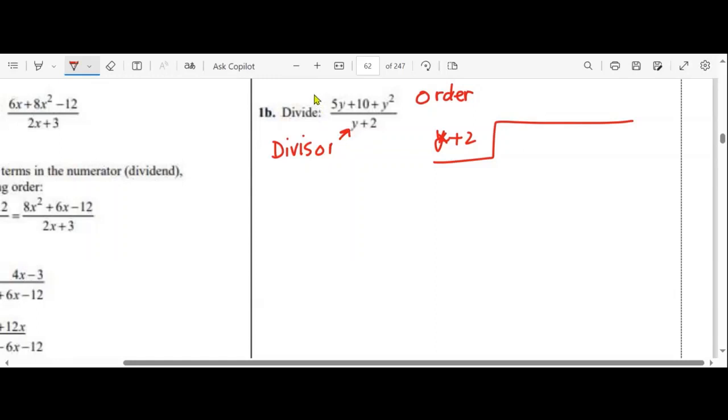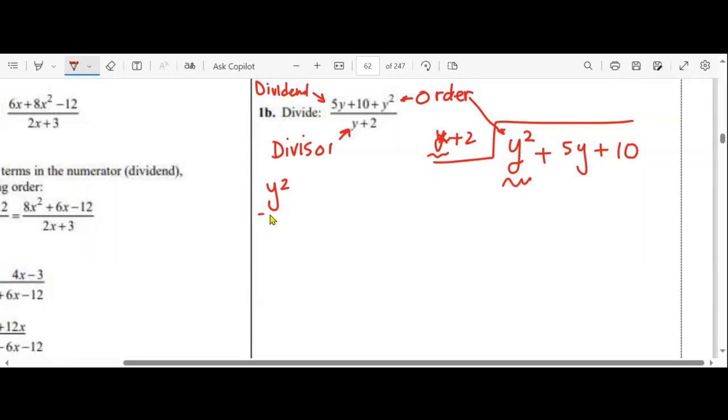And that's the dividend, right? Okay, so we have to put it in order first. We have to put this in order. So how can we put it in order? Which one? According to the power, right? So y squared. Do we have y? Yes. Do we have 10? Yes. Is this clear? Now we take the first term, divide by first term.